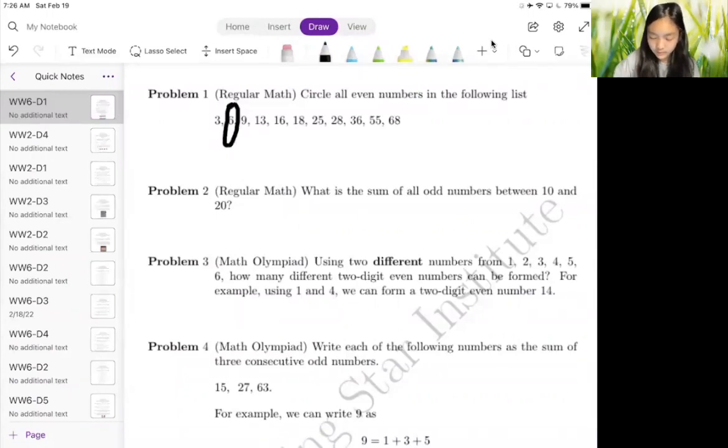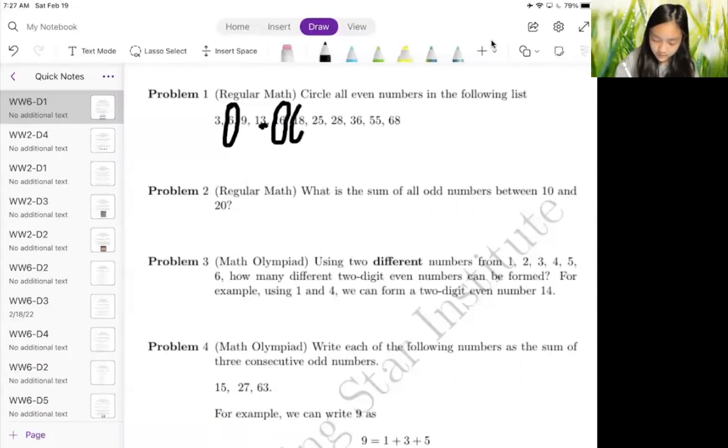9 is odd. And from 13 onwards, they're all two-digit numbers. To determine whether they're even or odd, we just look at the ones-digit number. For 13, it's 3, and since 3 is odd, 13 is odd. Now we look at 16. 16 is even because the 6 in 16 is also even.